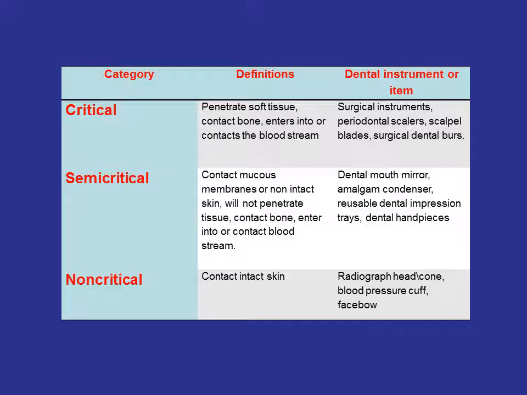These are the categories: critical, semi-critical, and non-critical instruments. A non-critical instrument is one that comes in contact with intact skin, such as a radiograph head, cone, blood pressure cuff, and face bow. Critical and semi-critical were previously explained.